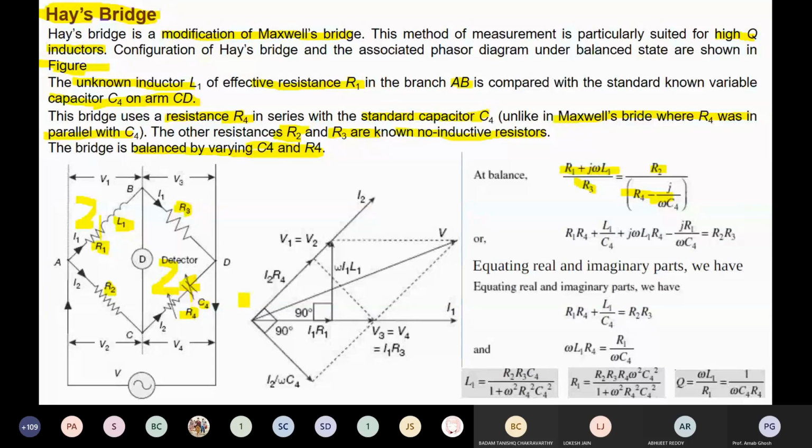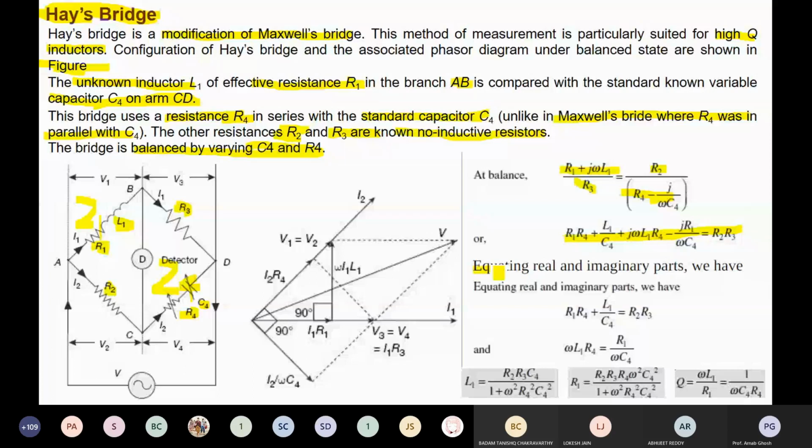And what is the value of the quality factor? Q equal to omega L1 by R1. Now you can replace the values of L1 and R1, and you will get the final expression, Q equal to 1 by omega C4 R4. In the case of the Maxwell inductance capacitance bridge, it was Q equal to omega C4 R4. Here you can see Q equal to 1 by omega C4 R4, which is the reciprocal of the Maxwell inductance capacitance bridge.